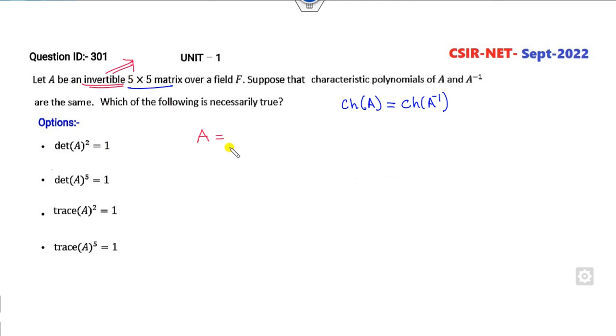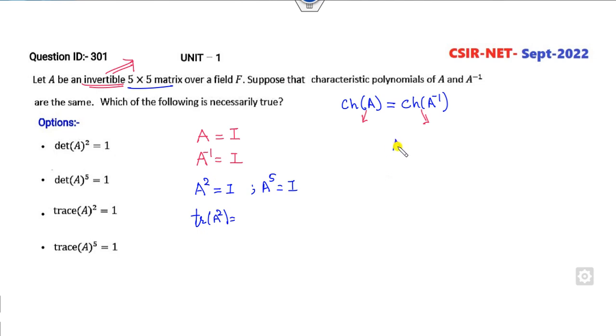Think about the easiest matrix, I. Fine. What is my A inverse? A inverse is also I. So the characteristic polynomials of both are the same. Now we need the trace. Firstly we need power 2 and power 5. What is A square? It is again I. A to the 5 is again I. What is the trace of A square?